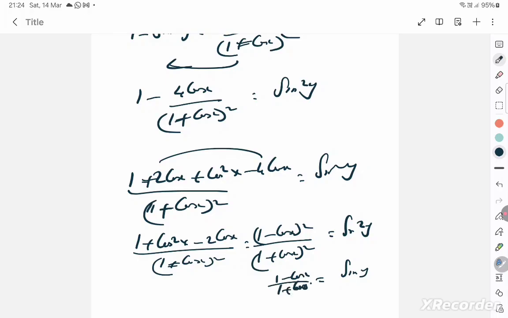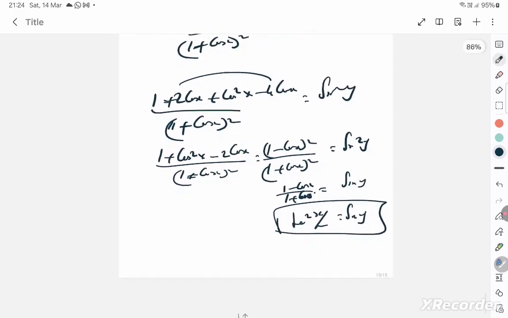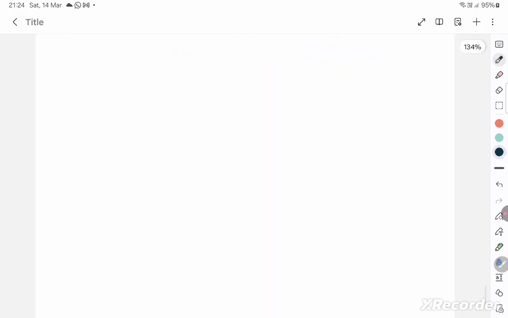And you all know 1 minus cos x is 2 sin square x by 2. Denominator 2 cos square x by 2. Tan square x by 2 is what is sin y. Such a beautiful question. Let's go to next question. Next question is which sum is the next question? Prove that, that's the sum number 12.